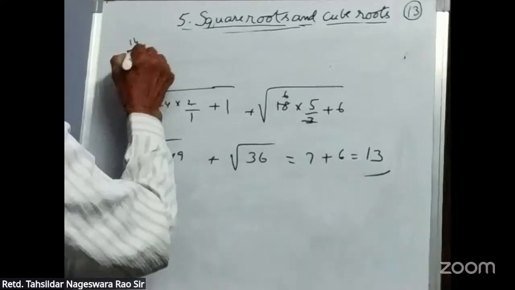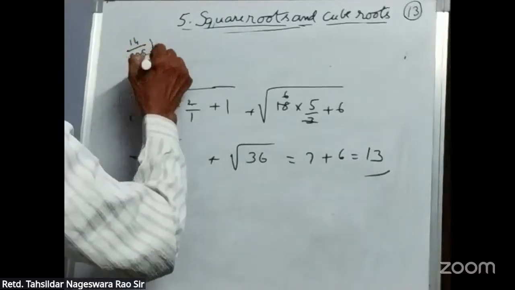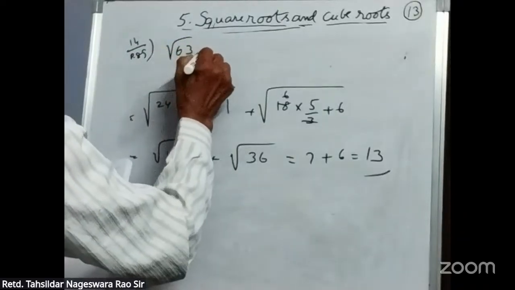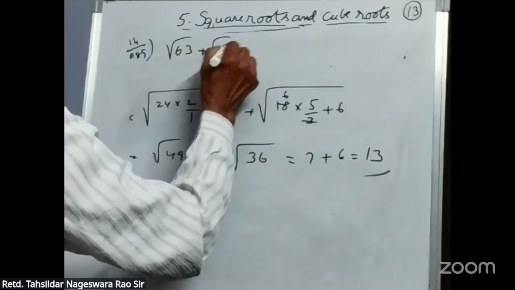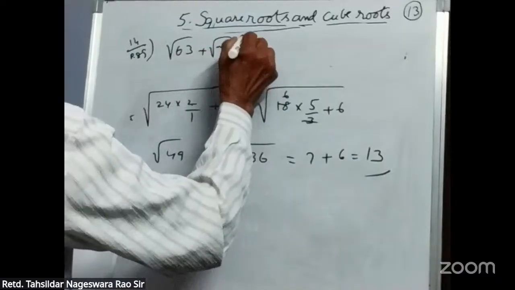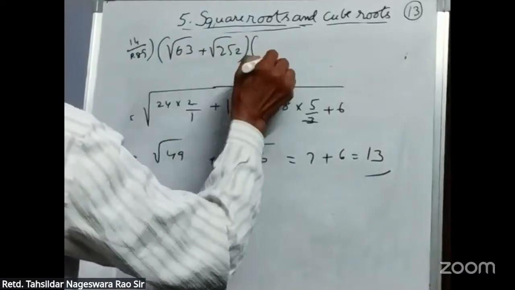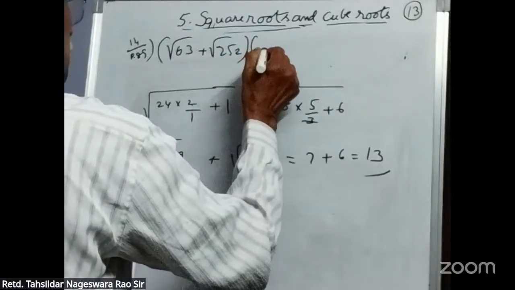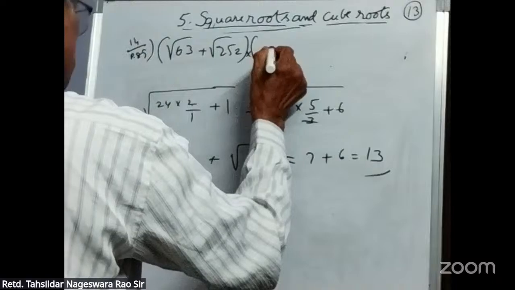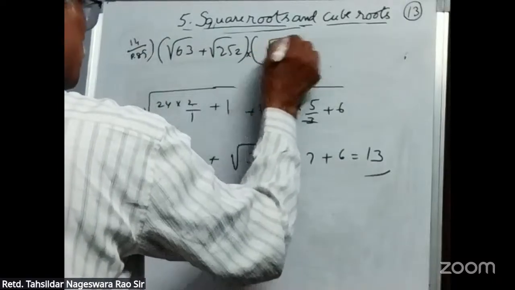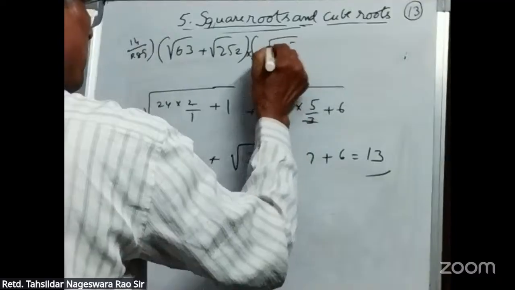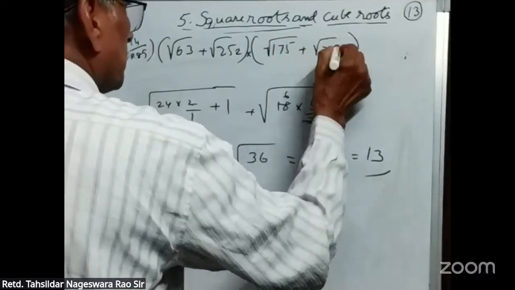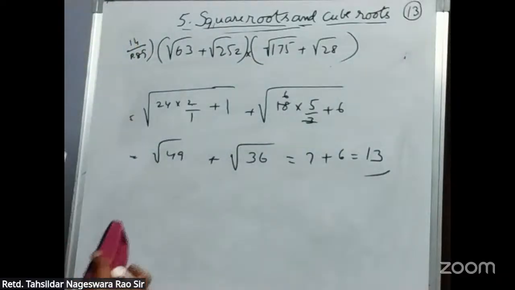Fourteen. Root 63 plus root 252 into root 70, root 175 plus root 28. How much?